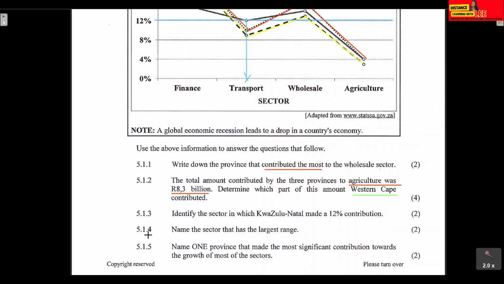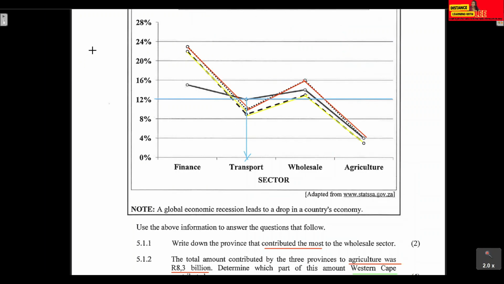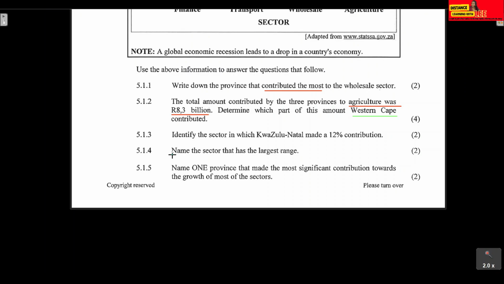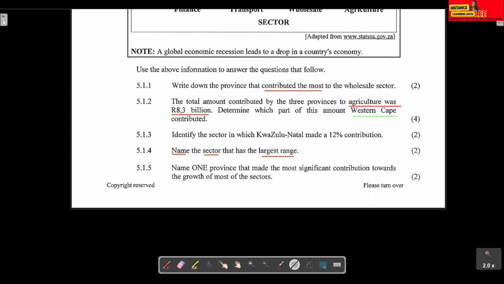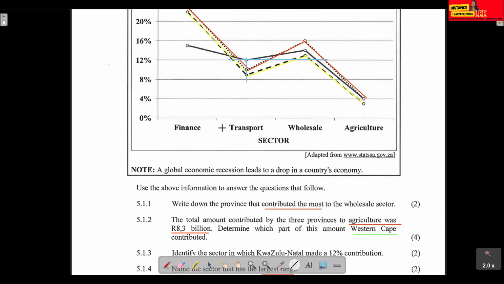Question 5.1.4. Name the sector that has the largest range. Okay, so in this question, they want you to name the sector that has the largest range. Before we'll even be able to name the sector, guys, let's just do a recap of what we said the range was. Remember, I explained that when we're basically calculating the range, we take the maximum value minus the minimum value.